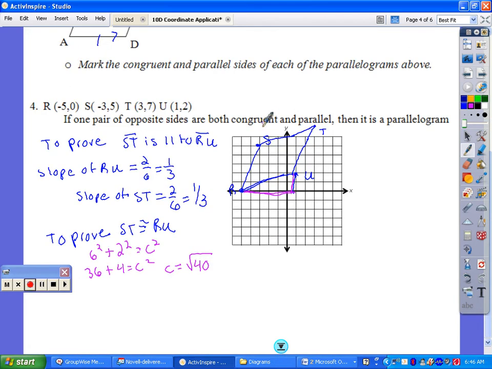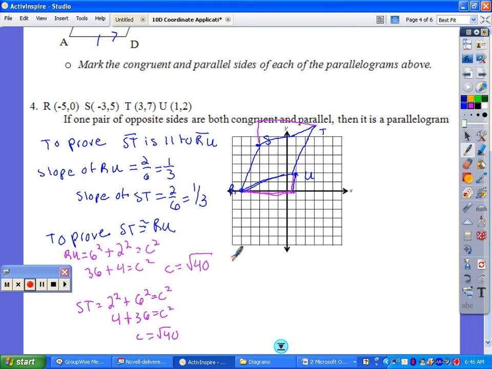And then we have to do ST, so I'm going to make my triangle again for ST. So this was RU. And now we're doing ST, so we go up 2, so it's going to be 2 squared plus over 6, 6 squared is equal to C squared. So we get 4 plus 36 is equal to C squared. And then again, we get C is the square root of 40.